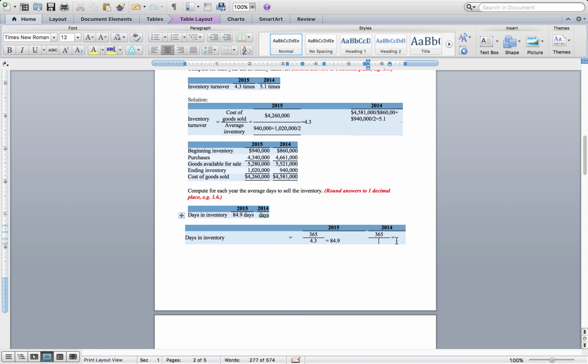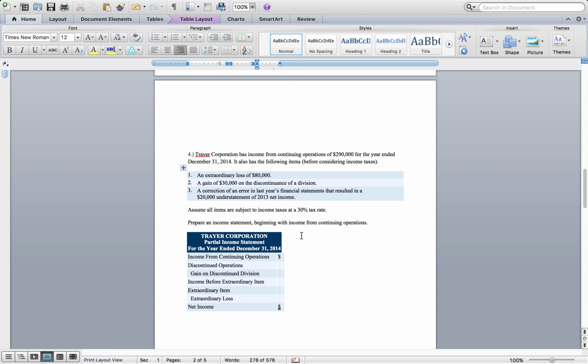In 2014, you want to do the same thing. Take 365, but now remember, this is 5.1, so divide by 5.1. That'll give me 71.6 days. So inventory days average 71.6. All right, let's go to the next one now.